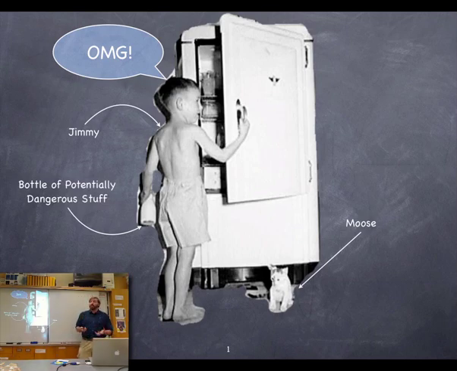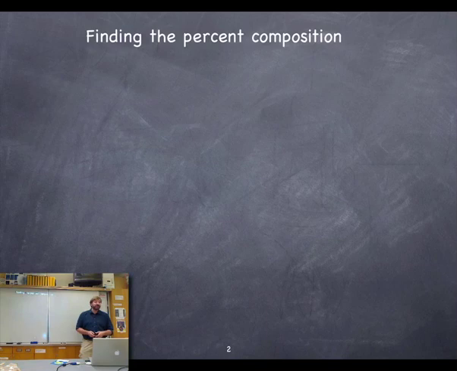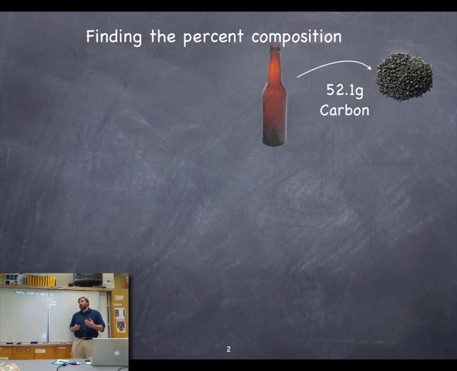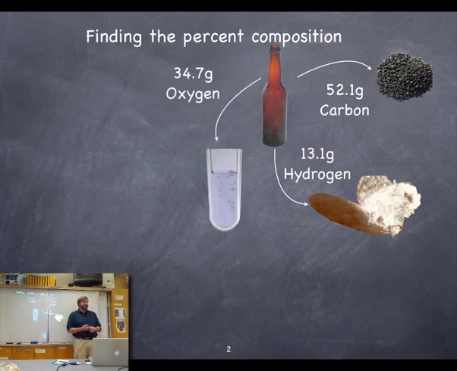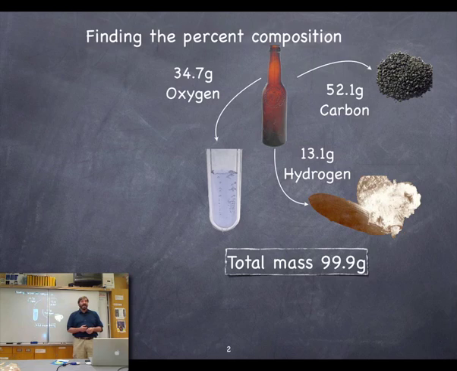So, one way that we do that is by determining the percent composition. What percent by mass is each element in whatever the stuff is. So Jimmy, of course, takes the bottle of stuff that he found down to his basement lab and does an analysis. He took about a 100-gram sample, and he had 52.1 grams of carbon, 13.1 grams of hydrogen, and 34.7 grams of oxygen. Okay? So altogether, he had 99.9 grams of sample.